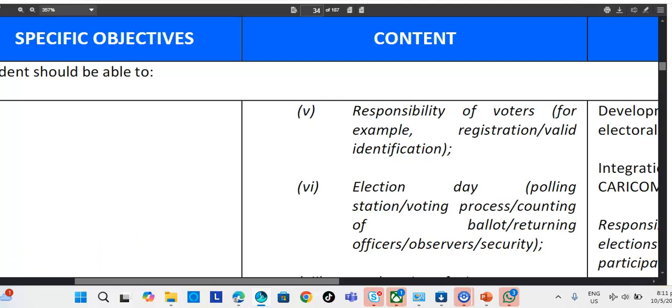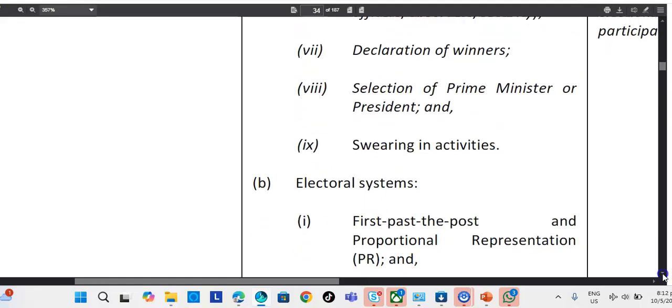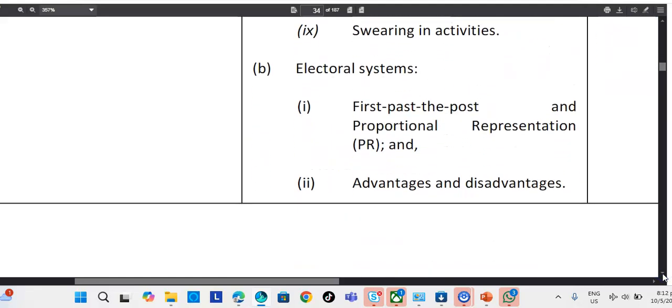So those are some of the factors that can influence the result of an election. All right, so the next thing we're going to look at is electoral systems. And we know that there are two electoral systems used in the Caribbean. We have the first past the post and the proportional representational system.